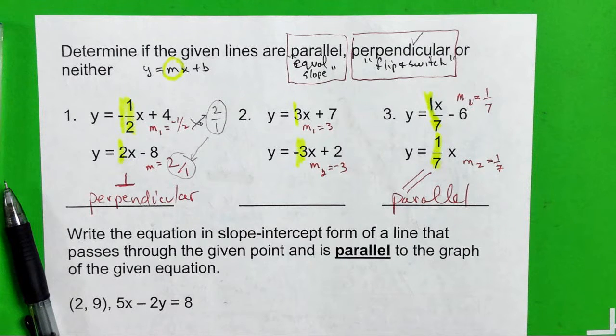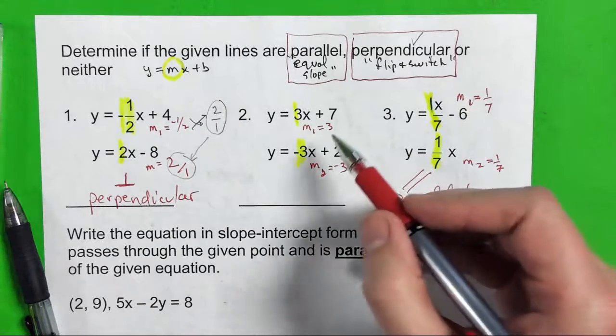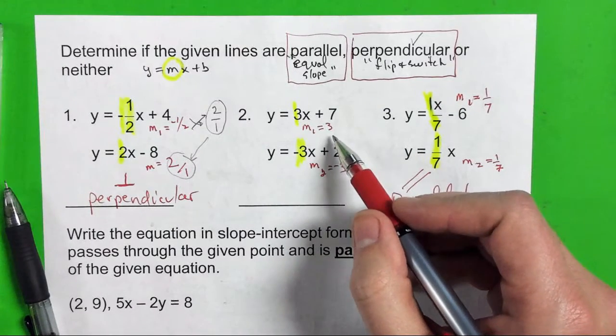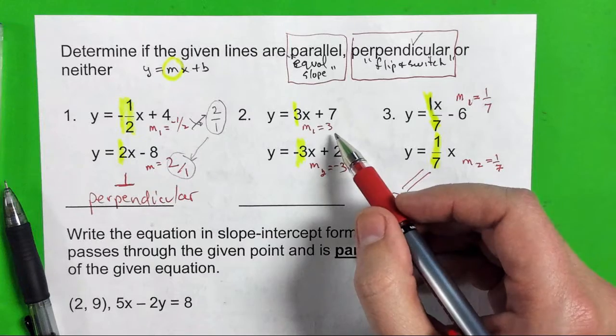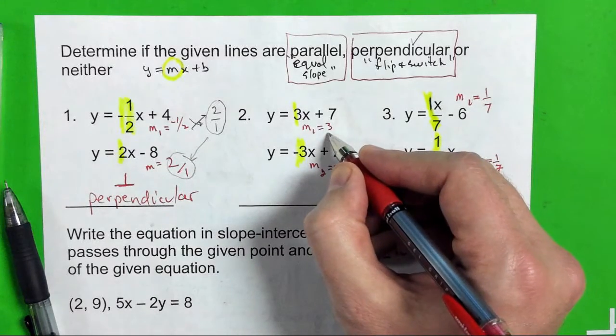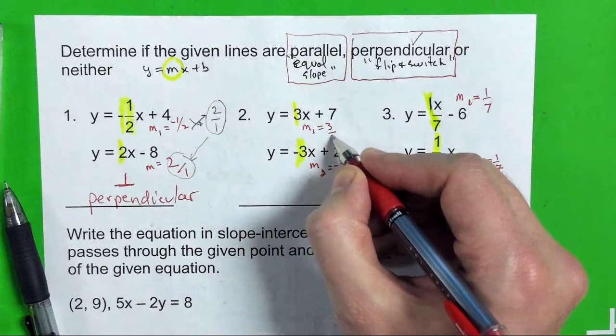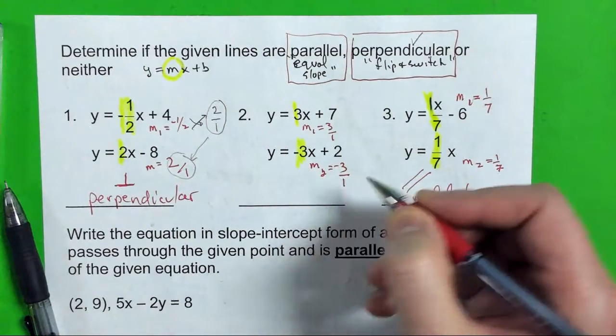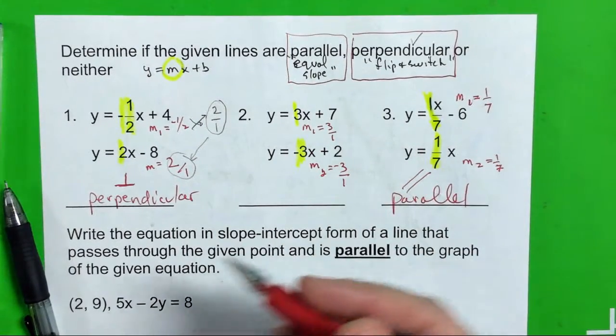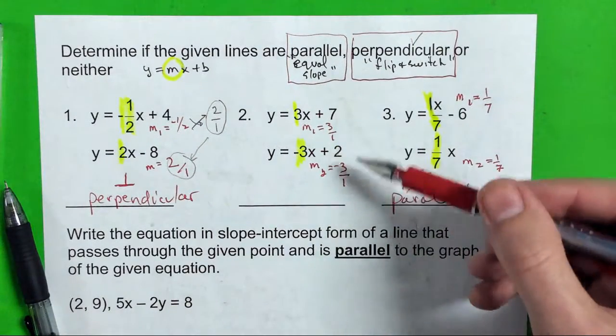Okay, Jared, you ready? Ready or not, here it comes. If these numbers are whole numbers, what can we put on the bottom to make them fractions? What can we put on the bottom? 1, correct.